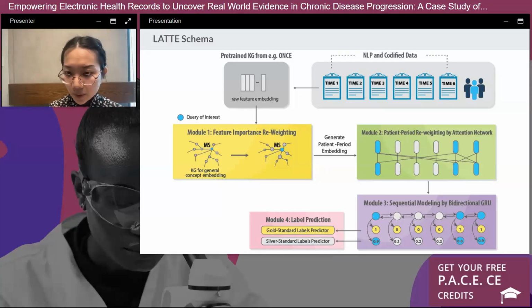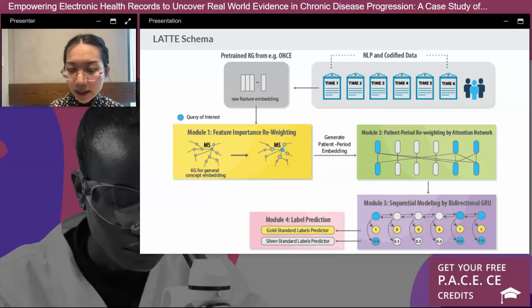And then the second module is actually to do a patient period reweighting, because a patient can revisit the hospitals due to different reasons. And what we are really only interested in are the visits that were directly related to the outcome of interest. So you would downweight some of the visits that were actually irrelevant and upweight the visits that were actually relevant. And then we would do a sequential modeling using a bidirectional GRU. So essentially, this is a well-known machine learning framework that could leverage the longitudinal information across all the visits.